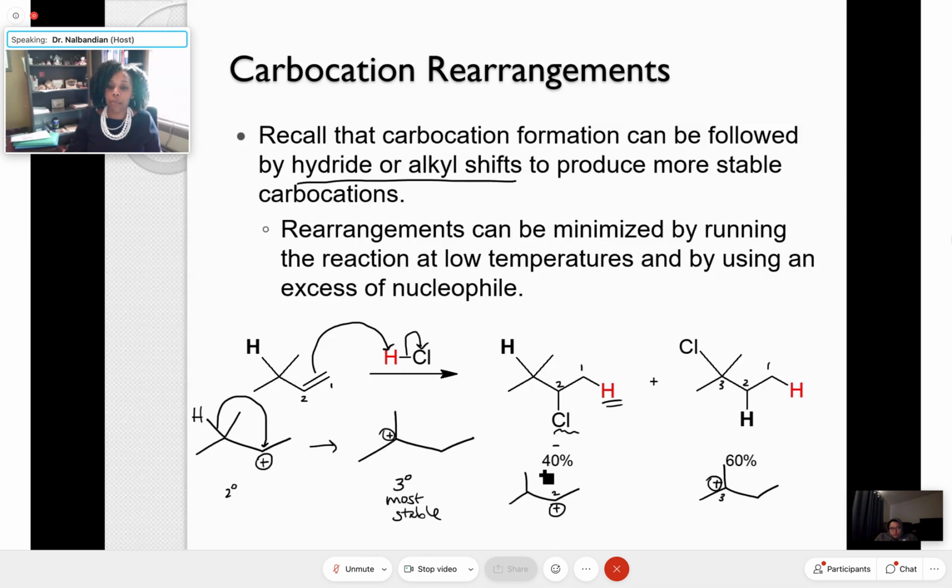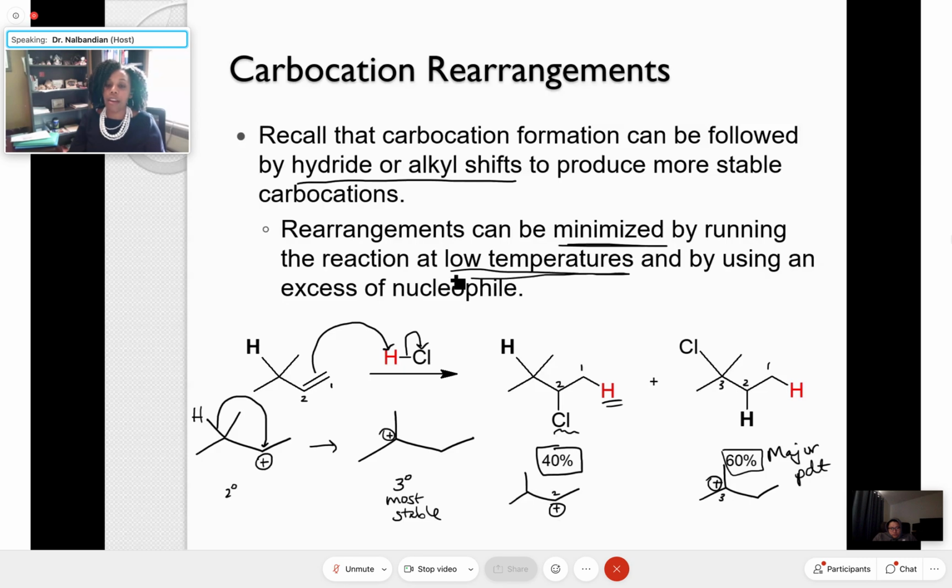Notice the yield, 40% yield versus 60% yield. As we do these hydride shifts, obviously, if we're going to go through the more stable carbocation, that's going to be the major product here. So our major product is the product formed after this rearrangement. But we can minimize these rearrangements. They can be minimized by running the reaction at low temperatures.